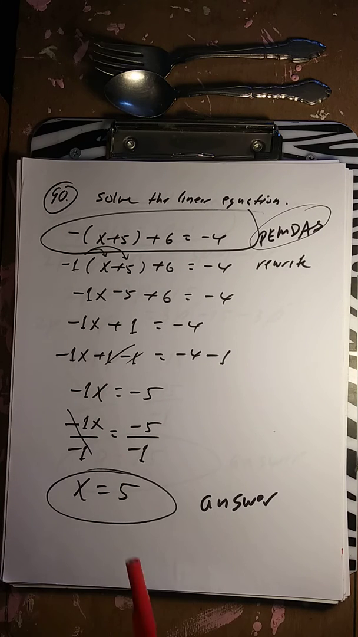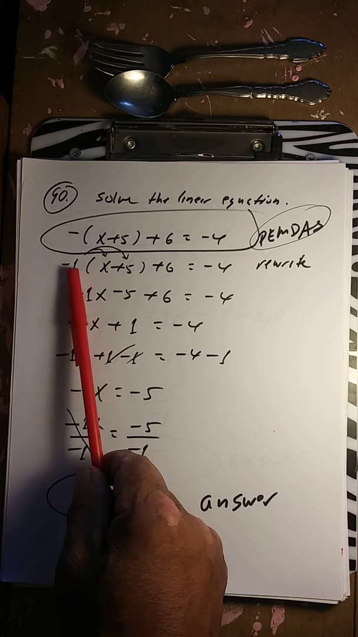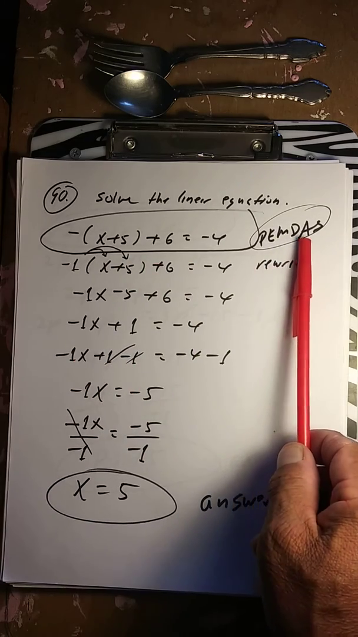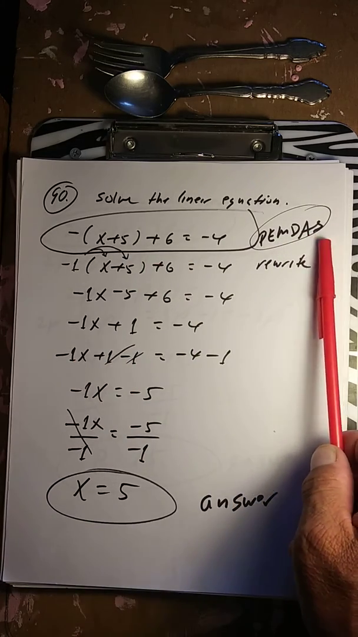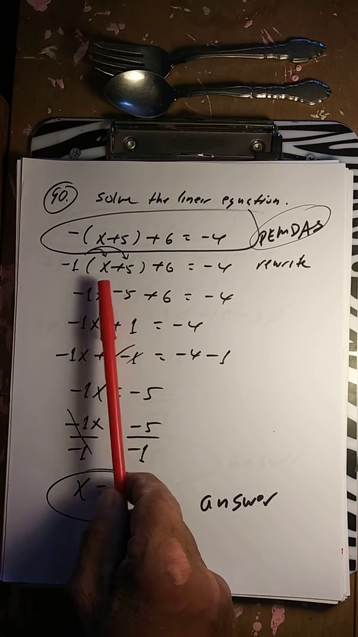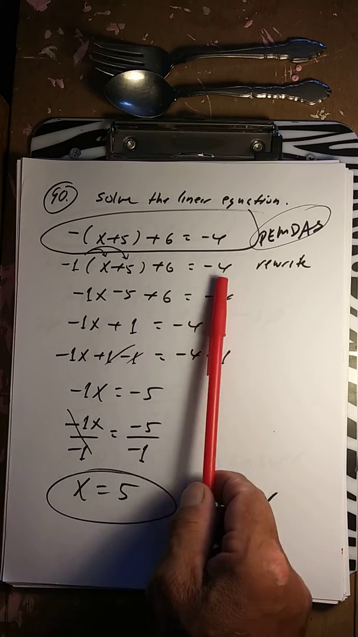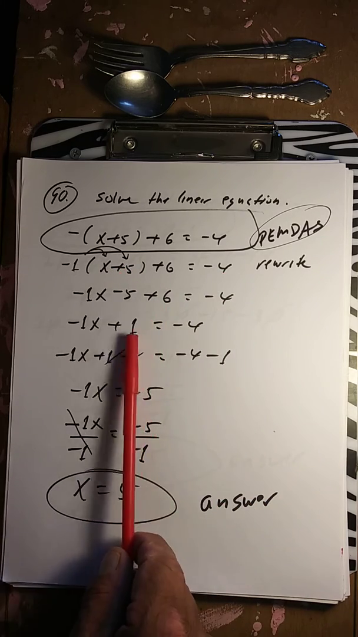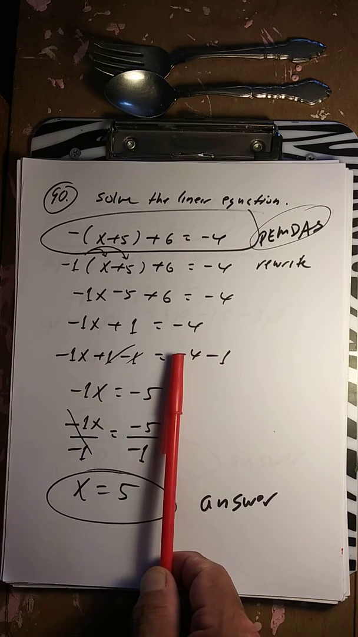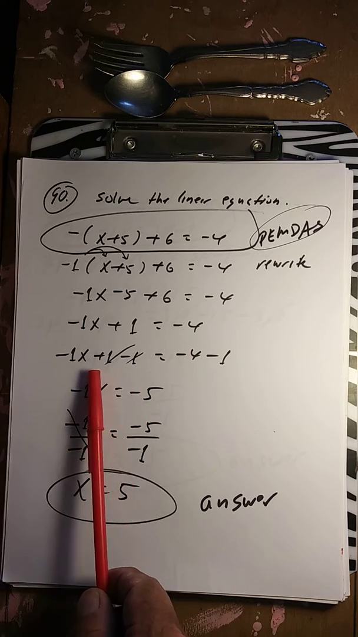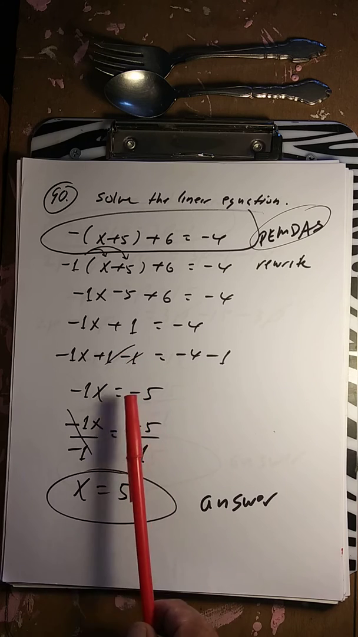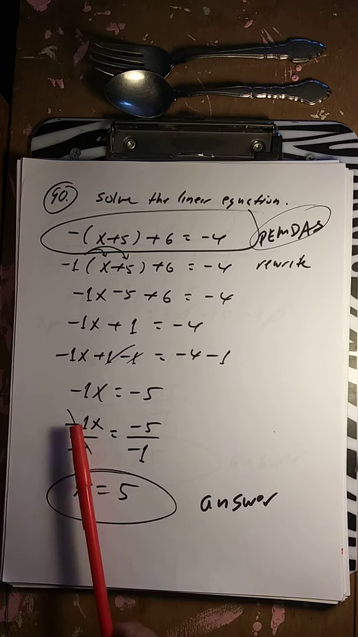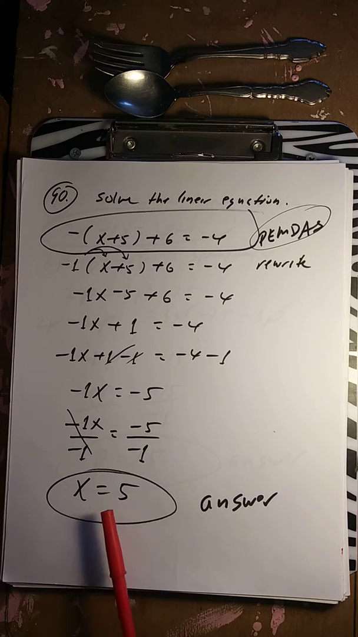Solve the linear equation. Again, rewrite this negative as negative 1 times this. Parentheses, exponent, multiply, divide, add, subtract. Please Excuse My Dear Aunt Sally again. Negative times that, negative 1x. That times that is going to be negative 5 plus 6. Bring it down. These right here are going to give you a 1. Negative 1x plus 1 equals negative 4. So now I'm going to go minus 1. These are gone. It's negative 1x equals negative 5. Divide by negative 1, divide by negative 1, so x must be positive 5.